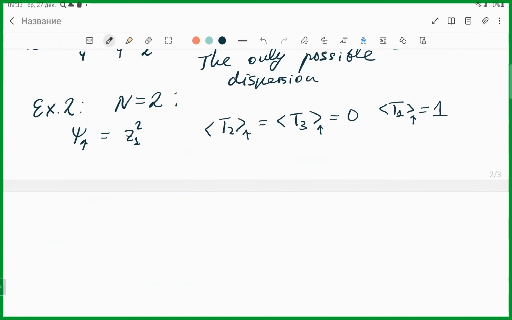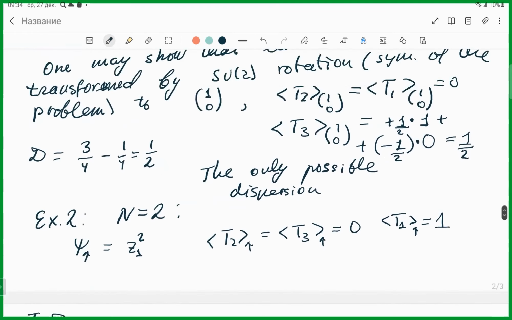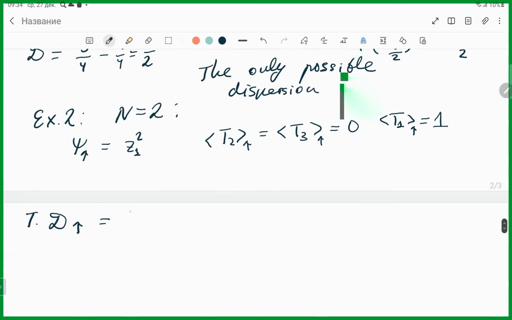So altogether I have the total dispersion on the state up equal to, going back to my formula, n/2 times n/2 plus 1, that equals 3, minus 1. So it's 2.